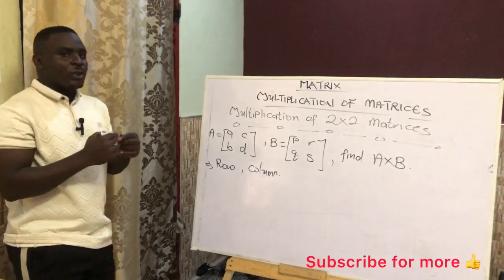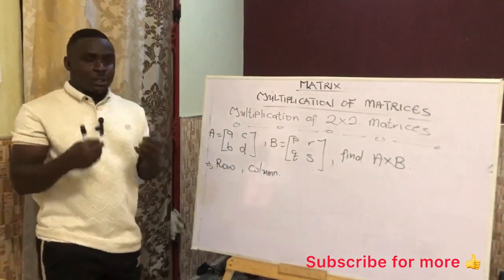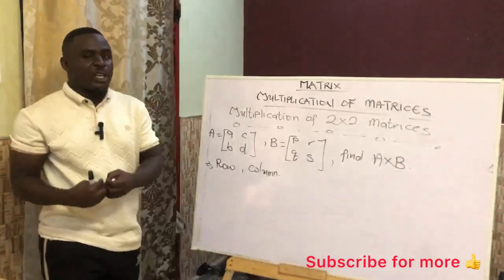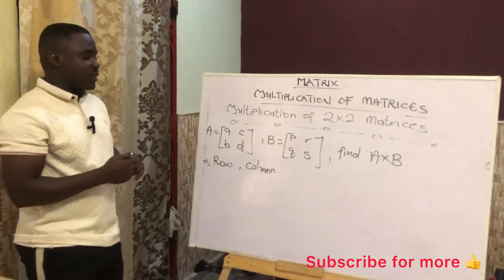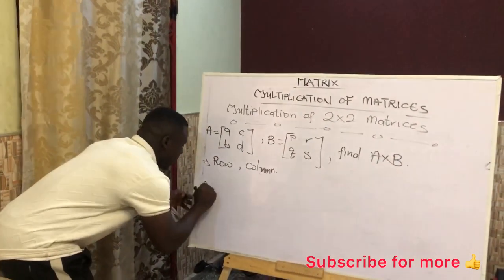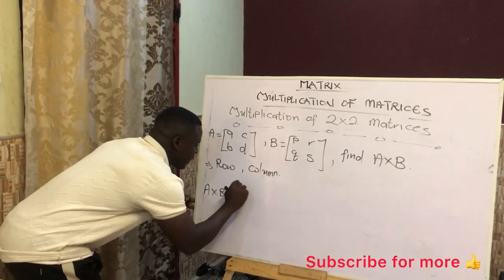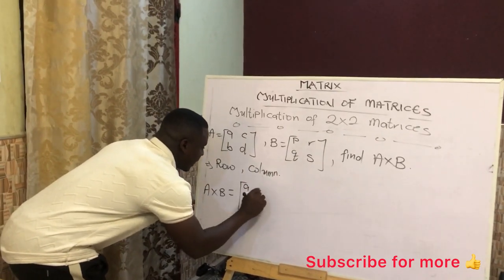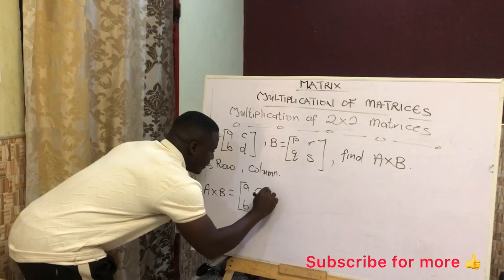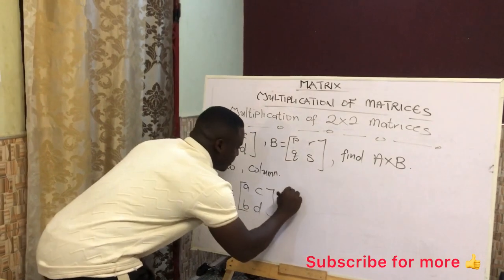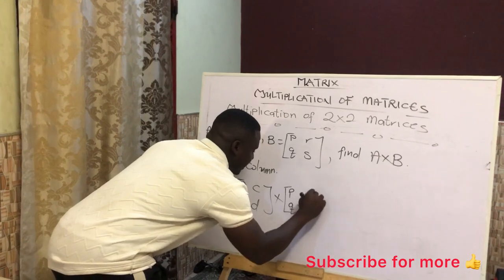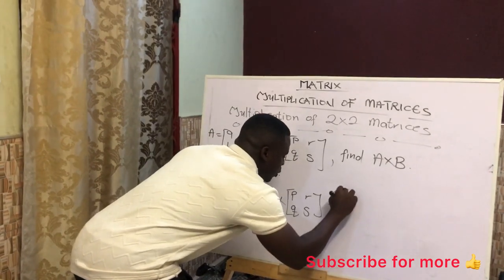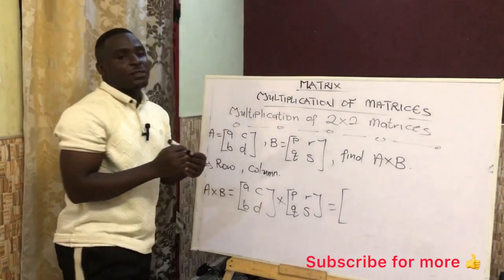All right. So I know you still remember what a row is and what a column is. So we're going to use that idea to multiply the matrix. So A times B is giving us what? A, and multiplying this matrix B, P, Q, R, and S. So how do we multiply such matrices?